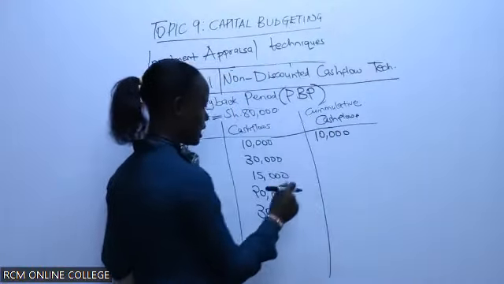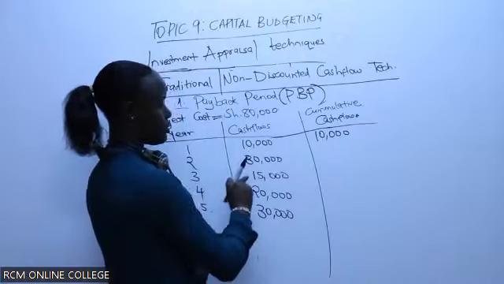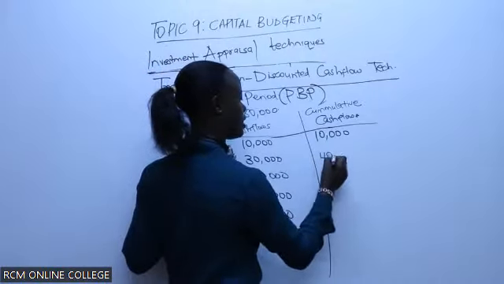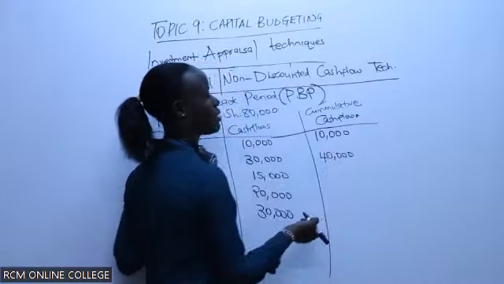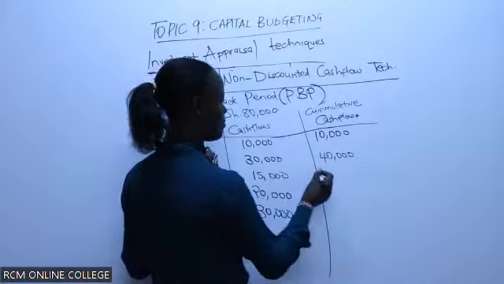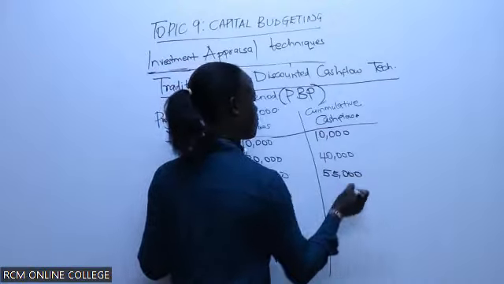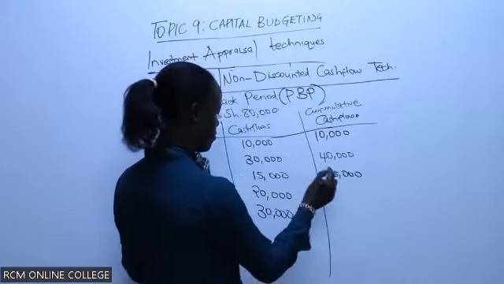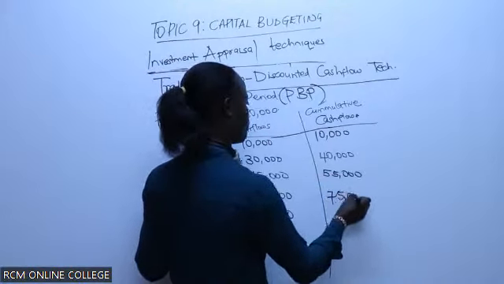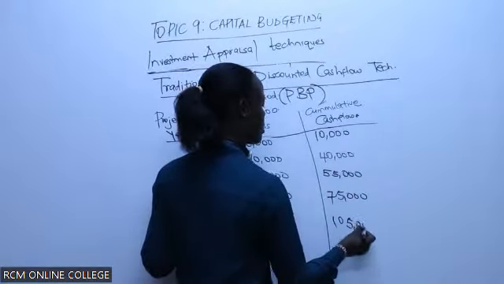But during the second year, you'll take 10,000 plus the next year's cash inflow, which we had is 30,000. So 10 plus 30, we have 40,000. Now from 40,000, the next year we had a 15. So 40 plus 15, that is 55,000. From 55 plus this one we had 75,000. And finally we have 105,000.